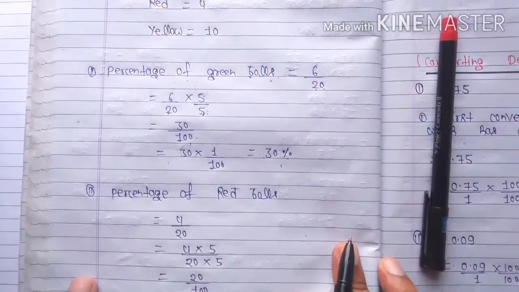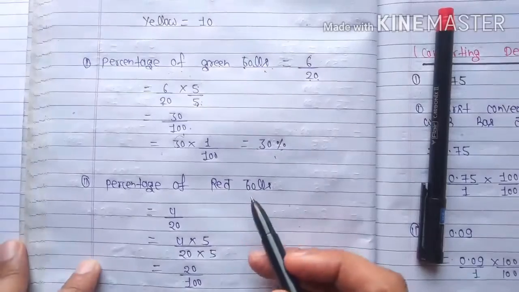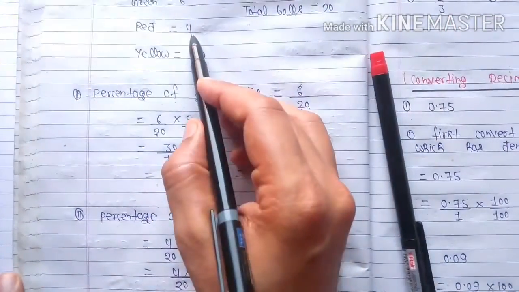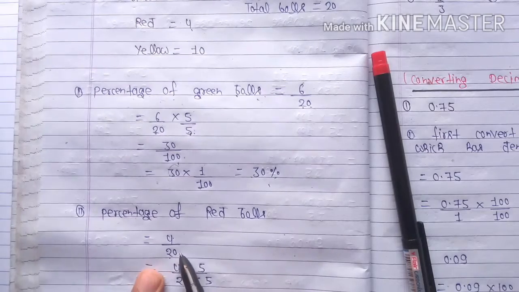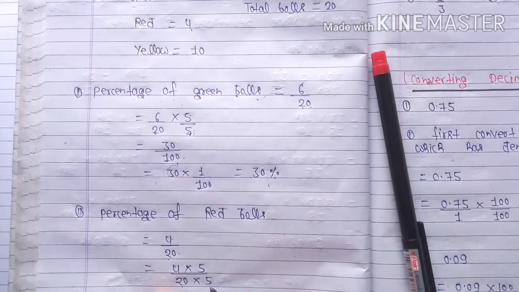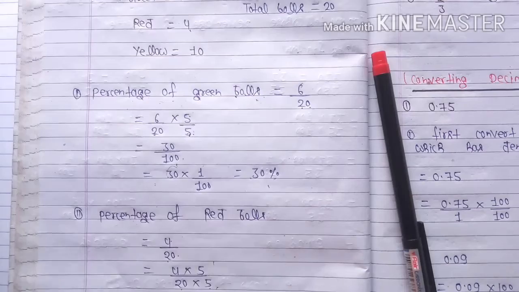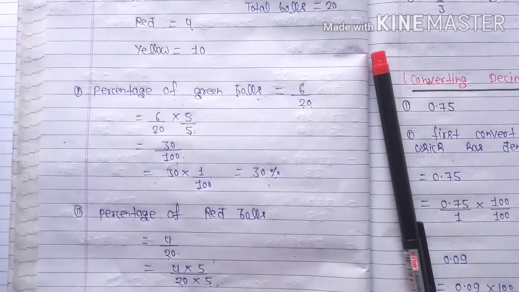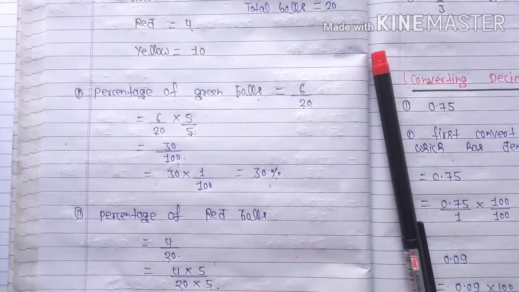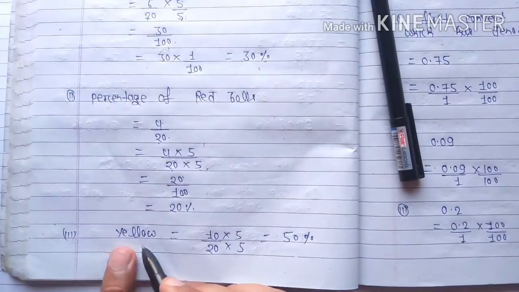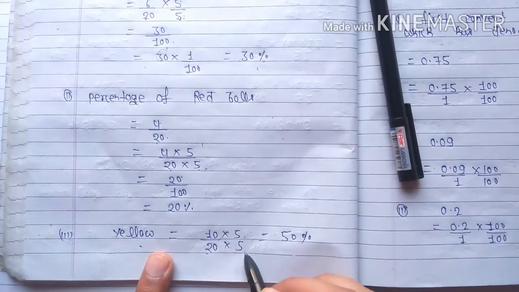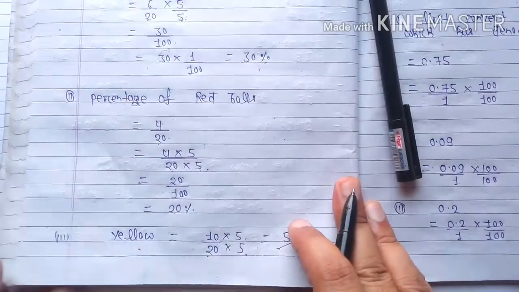Now the percentage of red balls, students. There are 4 red balls. That means 4 out of 20. We have to change its denominator to 100. Then we multiply both numerator and denominator by 5. We will get 20 upon 100. 20 as it is, and 100 means percent. This is 20%. So student, yellow balls: 10 into 5 upon 20 into 5. This is 50%. I hope it's clear, student.